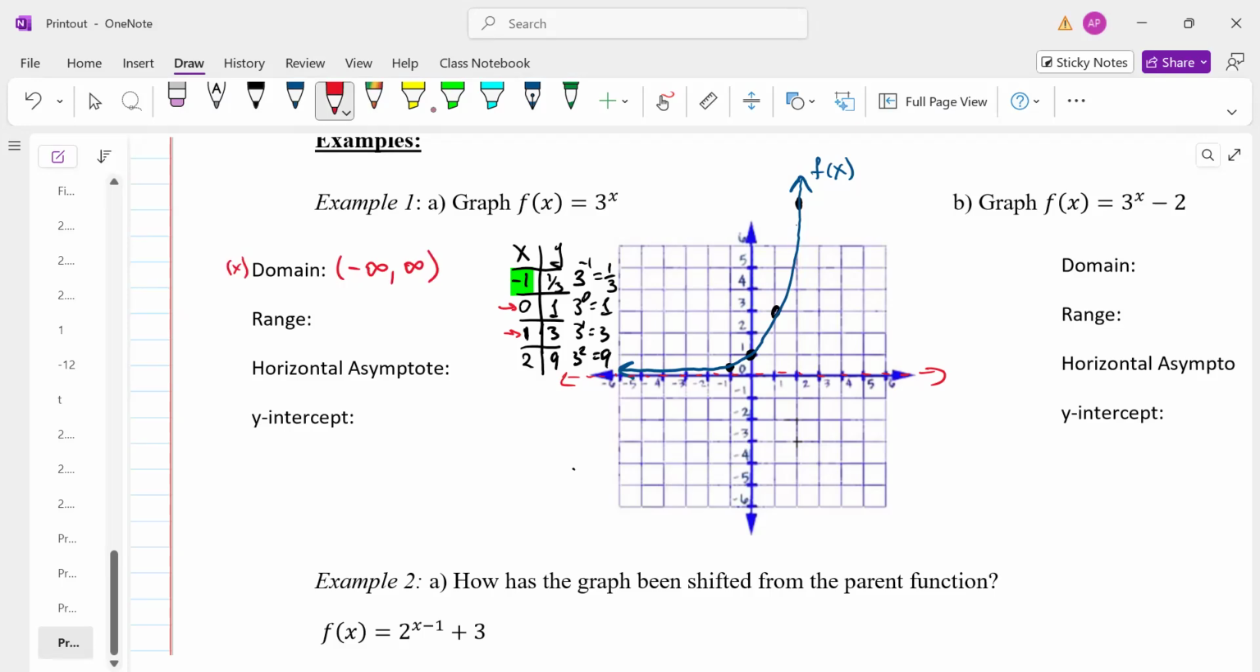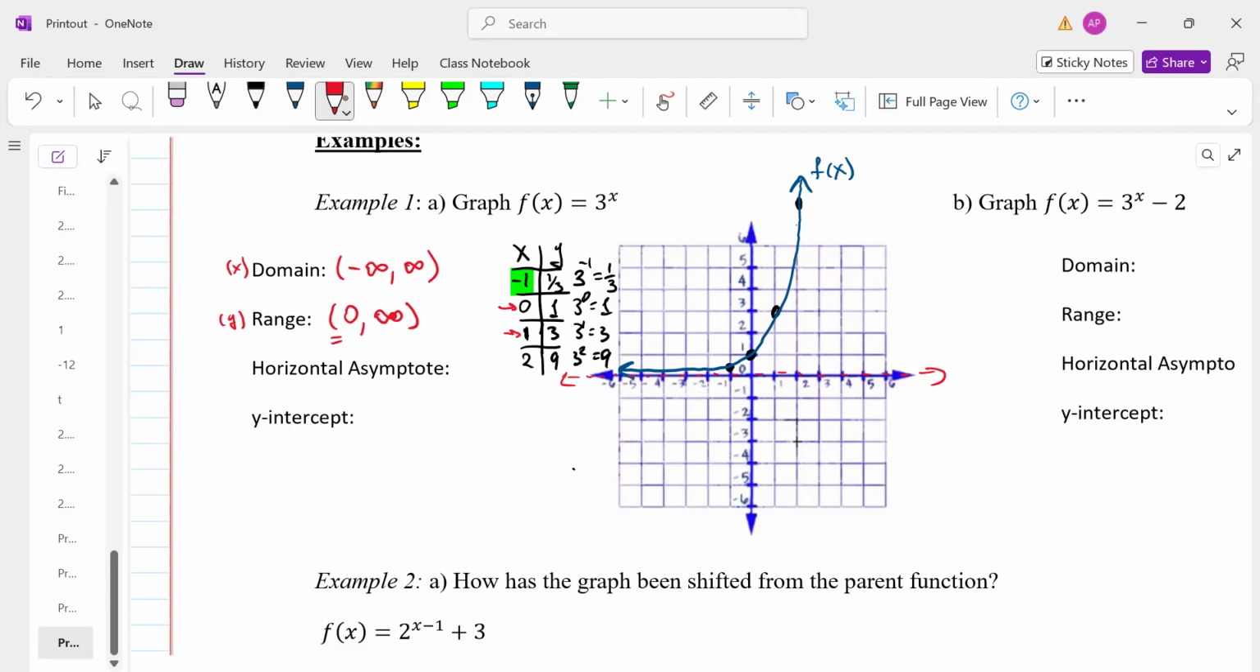Now, remember, domain deals with the x values. The range, however, deals with y, and it seems like there is a restriction because we are approaching 0, but we're never actually reaching 0. We are above the x-axis all the time. Therefore, our range is going to be from 0 to positive infinity. And notice that the 0 has a parenthesis because we will never be able to include that 0.